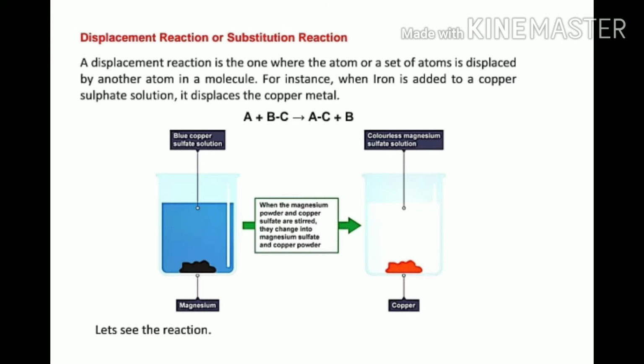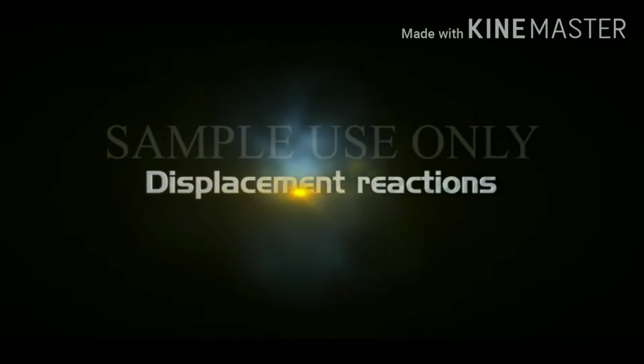So what is displacement reaction? A displacement reaction is one where an atom or a set of atoms is displaced by another atom in a molecule. Take, for instance, when iron is added to a copper sulfate solution, it displaces the copper metal. You can see from this video how iron is displacing copper. So we can see this reaction elaborately.